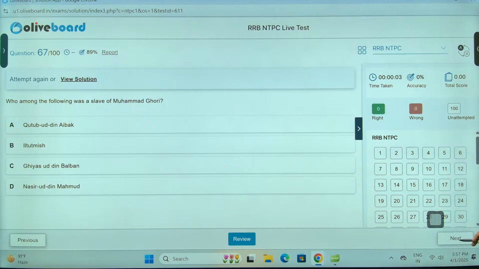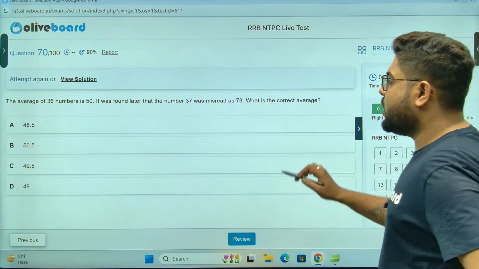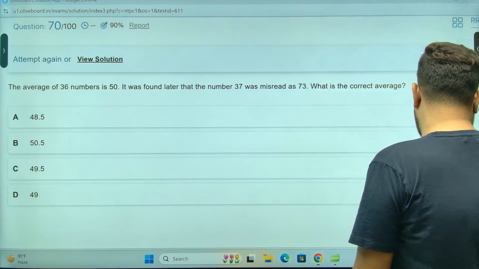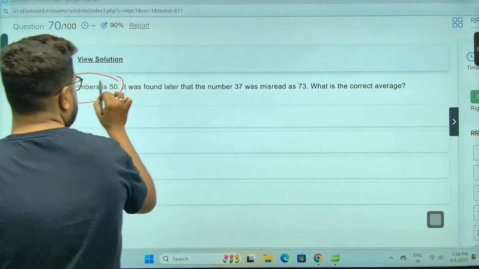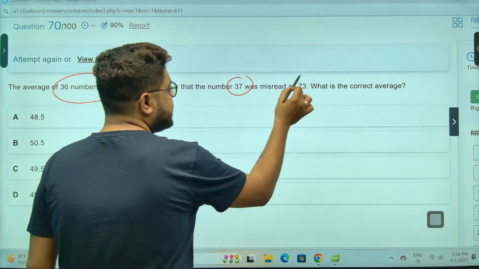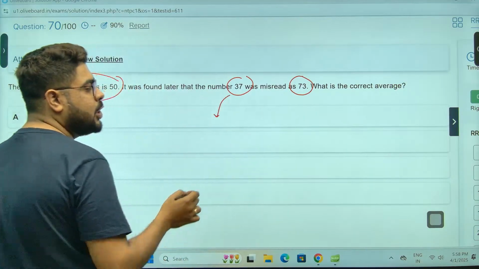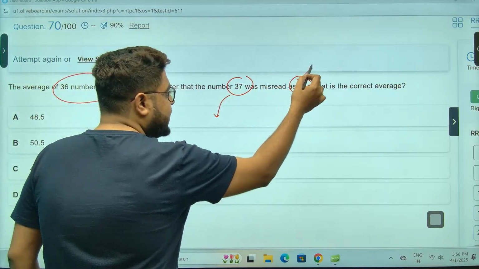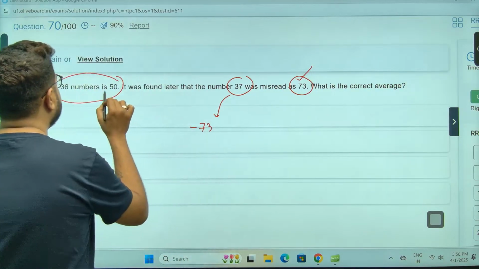Right, sir? Chalo, move on. The average of 36 numbers is 50. Found 37 was misread as 73. You always need to correct your mistake. Misread as 73, meaning 73 you subtract from the average. Average was how much? 50.